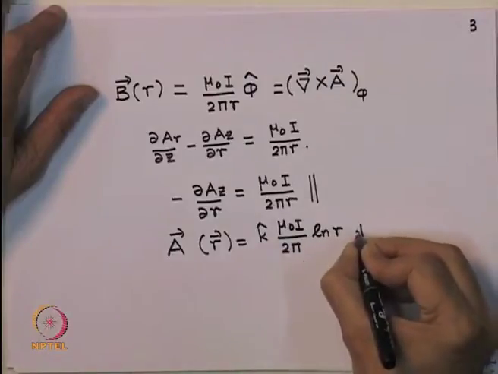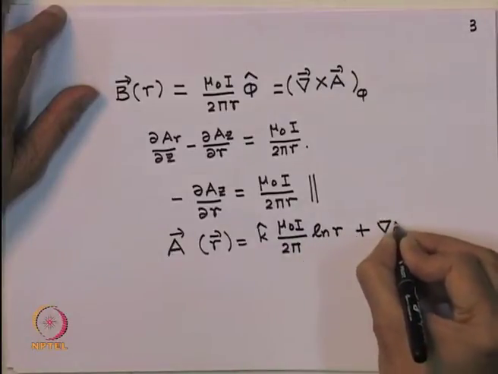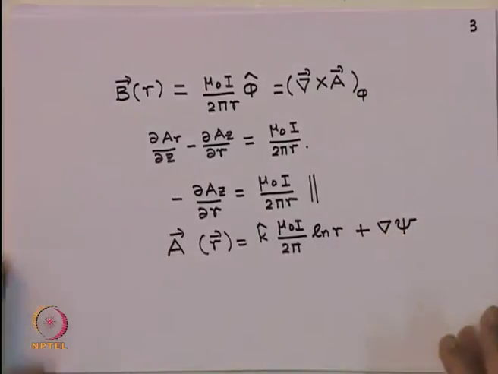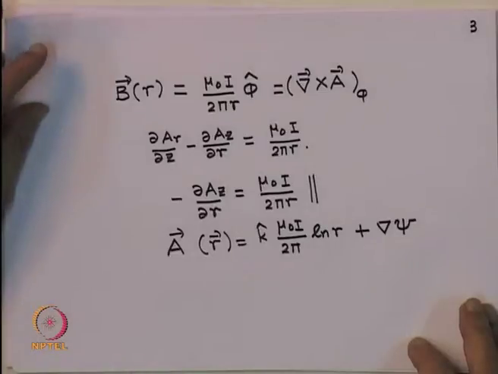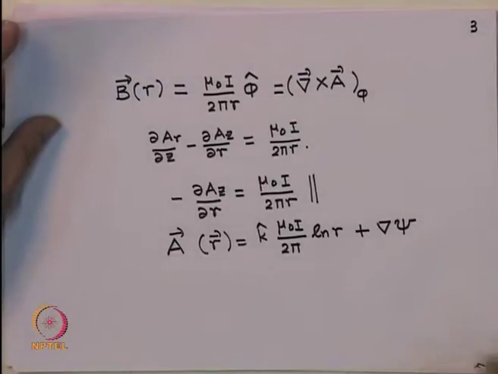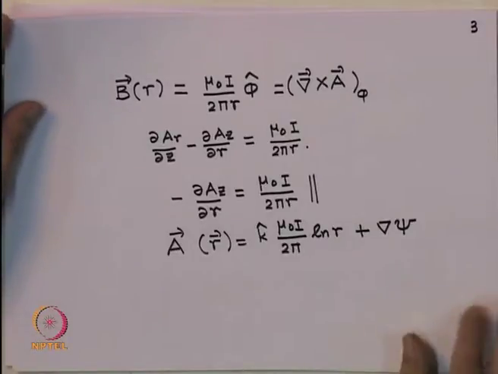And as we have said repeatedly, this is not unique, but I can always add a gradient of an arbitrary scalar function there. So, this is the expression for the vector potential for a current carrying conductor.